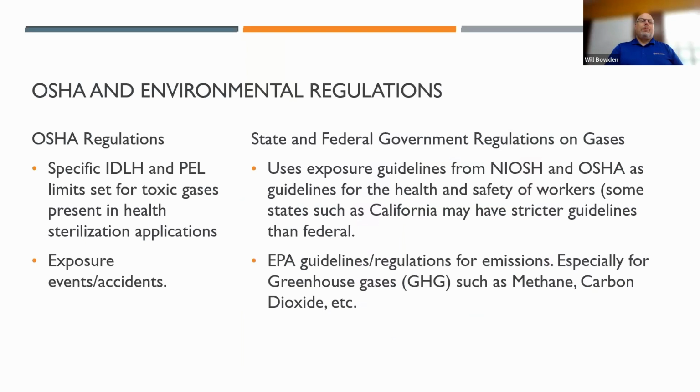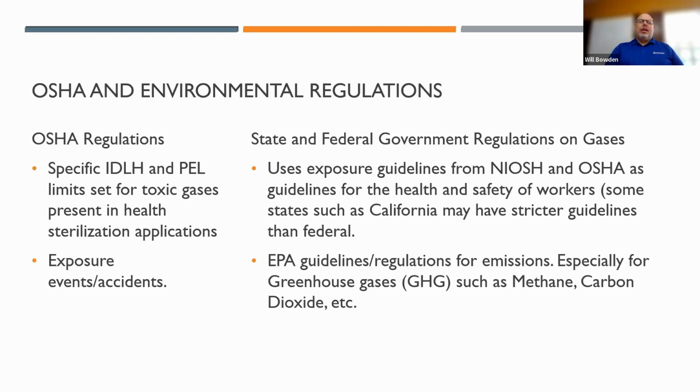The next time here, we do briefly discuss OSHA environmental regulations, and we're going to provide a link as well to the OSHA website that goes into specific chemical exposure limits, and then also EPA parameters in terms of specific chemicals as well. So under OSHA regulations, specific immediate danger to life and health and permissible exposure limits are set for toxic gases that are present in health sterilization applications. And OSHA regulations also cover exposure events and accidents and parameters along the way.